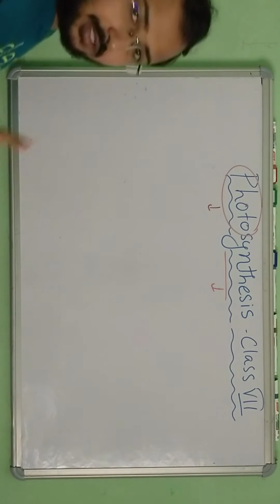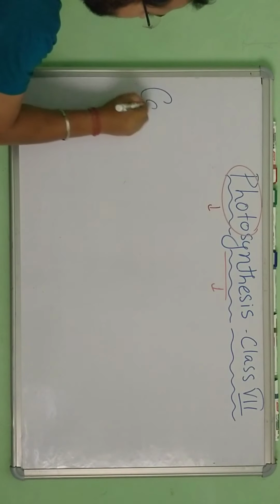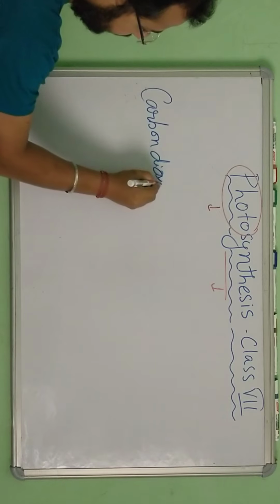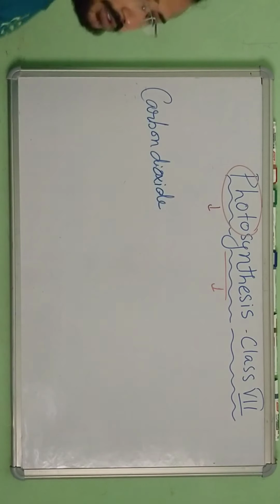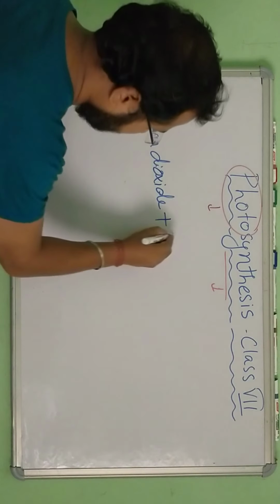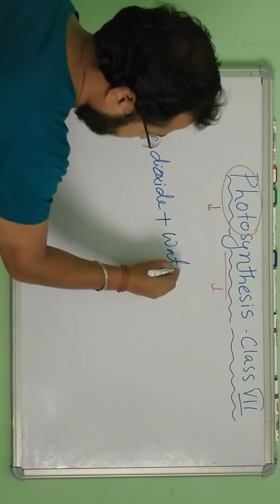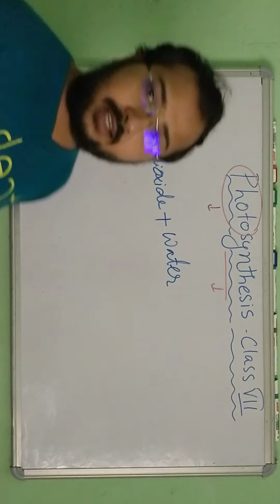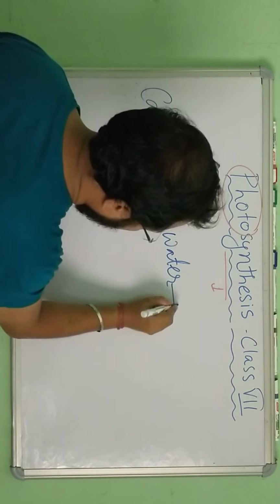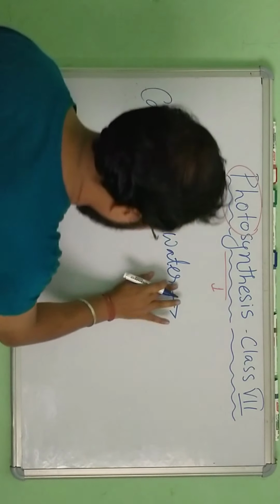Carbon dioxide is required, so let's write here carbon dioxide. Carbon dioxide is 1. Then plus what is required? Water. So carbon dioxide and water are required, right? Now what next? Let's give the arrow here. Just 1 second.